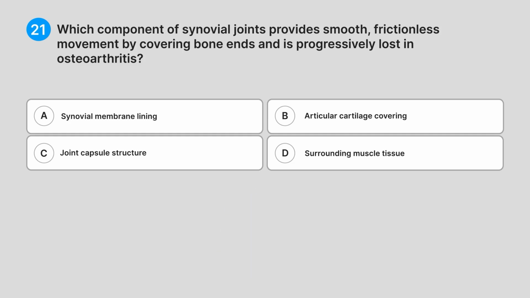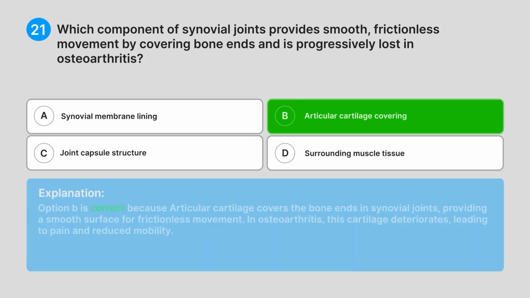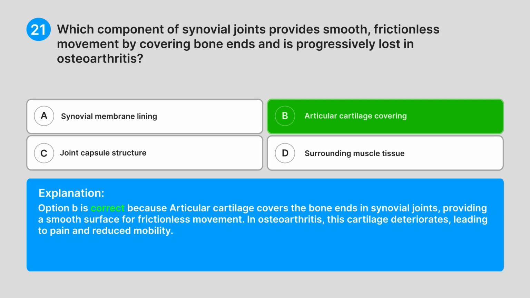Correct answer: B. Articular cartilage covering. Explanation: Option B is correct because articular cartilage covers the bone ends in synovial joints, providing a smooth surface for frictionless movement. In osteoarthritis, this cartilage deteriorates, leading to pain and reduced mobility.